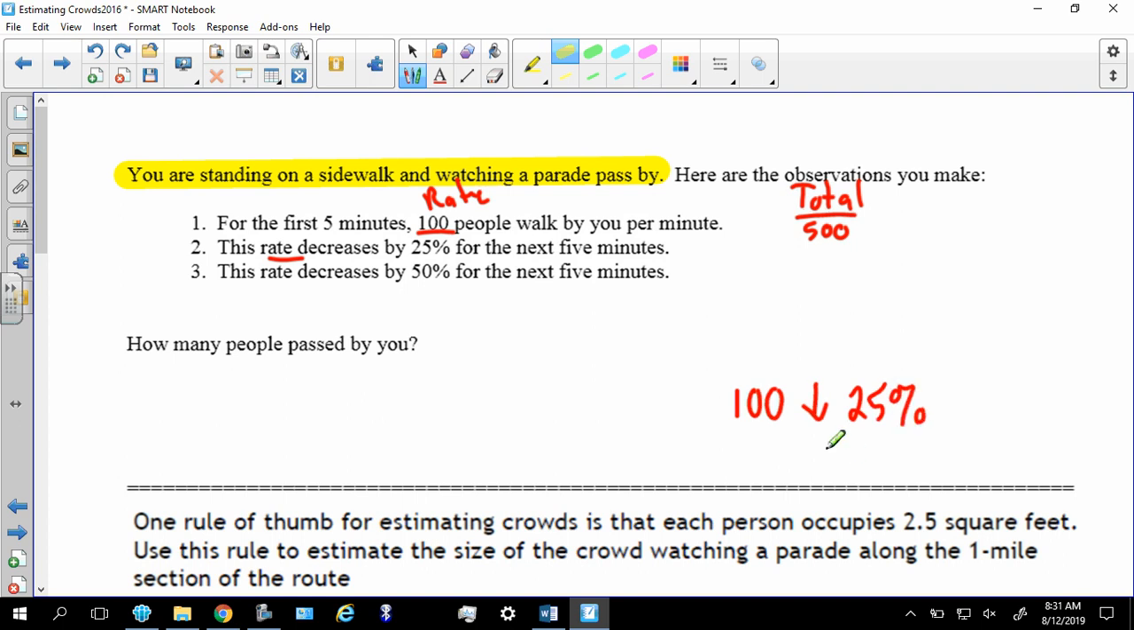But I've got to ask, okay, what is 25% of 100? Well, that's easy. I'm going to say 100 times 0.25. That gives me 25. And then I'm going to subtract it from the original 100. So 100 minus 25, well, that's 75 people. That's my new rate. And after you get the new rate, you finish out the section that says 75 people are walking by you for the next 5 minutes. So 75 times 5, let's see, that's 375 people.